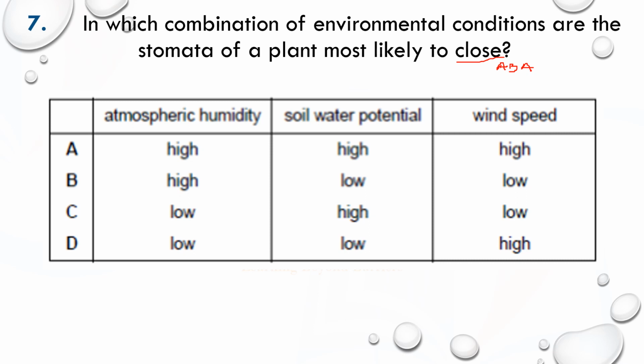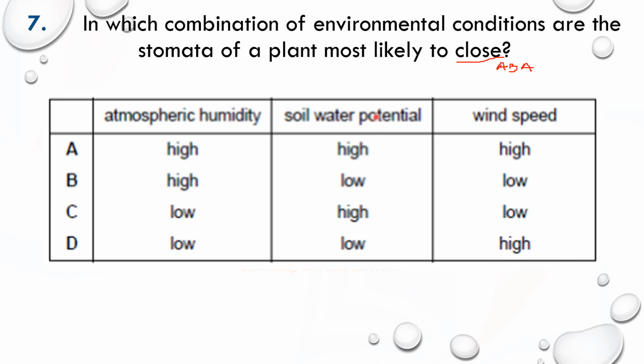Okay, let's look at the conditions that lead to excessive loss of water. Atmospheric humidity. If it is high, there will be less water loss because it has an inverse relationship with the rate of transpiration. So that means that if atmospheric humidity increases, the water potential gradient between the environment and the leaf will become less, so less water loss. So A and B cannot cause this to close. So come to C and D.